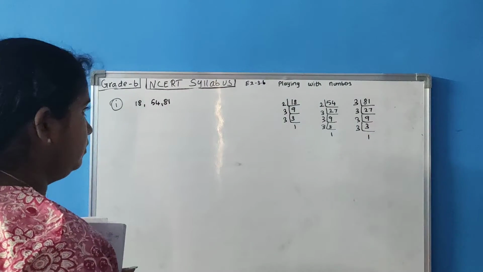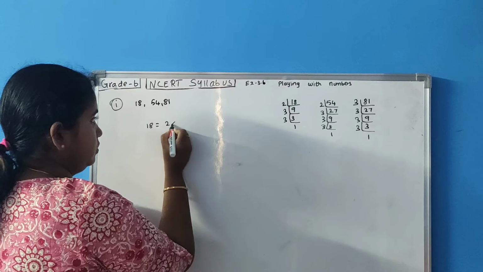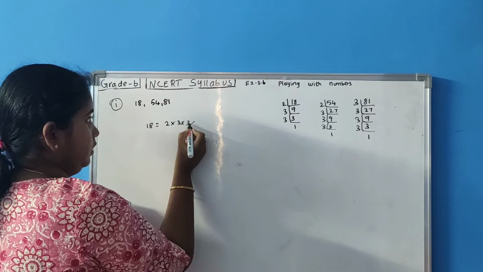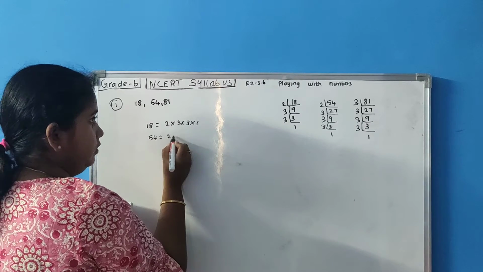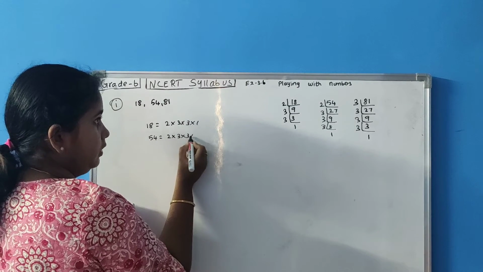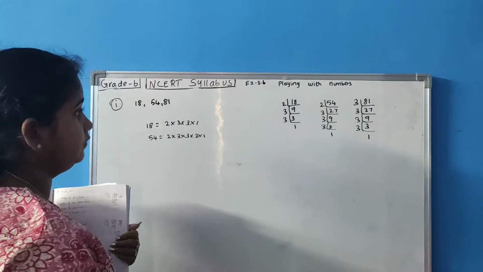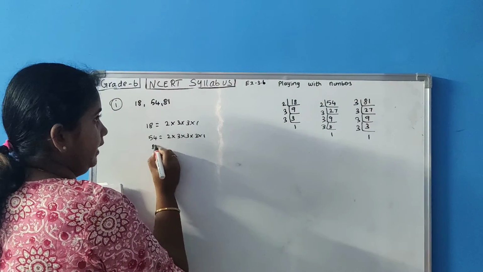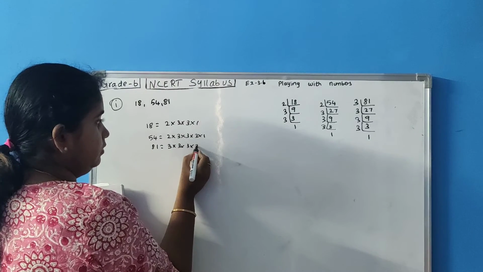Okay children, now you have to write the factors. For 18, 2 into 3 into 3 into 1. Then for 54, 2 into 3 into 3 into 3 into 1. Okay, one more sum is there. For 81, 3 into 3 into 3 into 3 into 1.